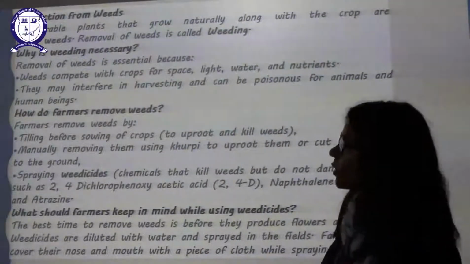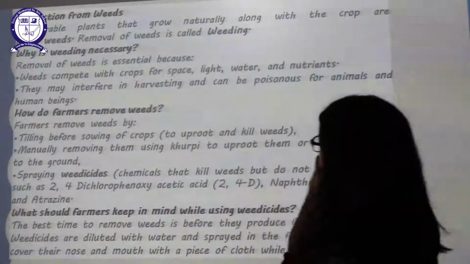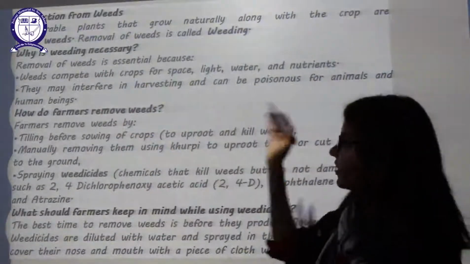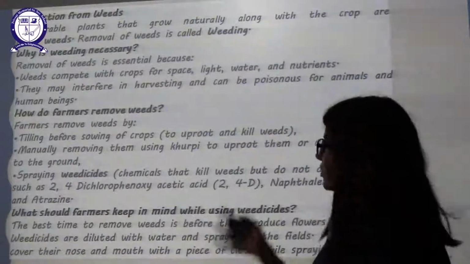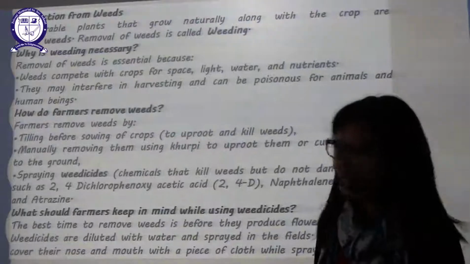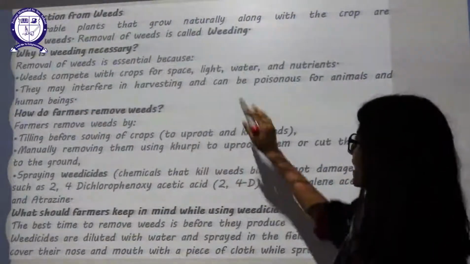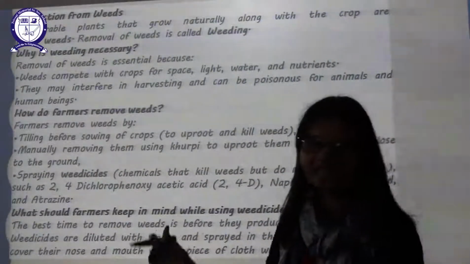Firstly, we will discuss the weeds. Weeds are nothing but undesirable plants that grow along with your main crop, and the removal of weed is called weeding. Why is this essential? Firstly, the weed will compete with your main crop for light, space, water, and nutrients. Next, they may interfere in the harvesting process, and they can poison animals and human beings also. Sometimes the weed is the poison.